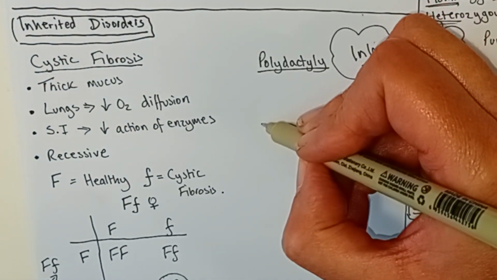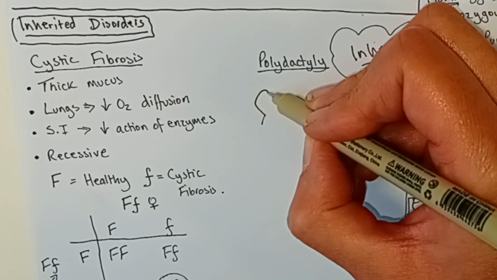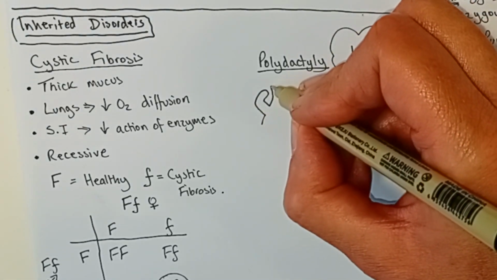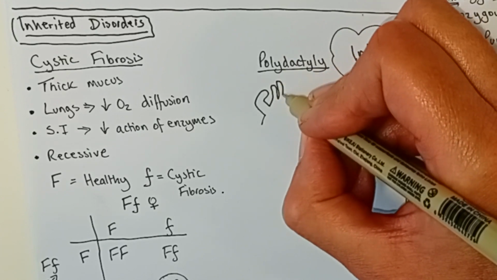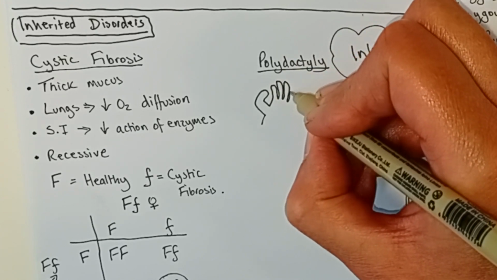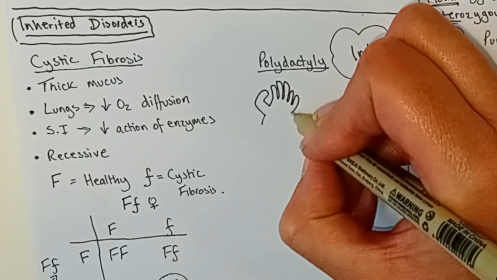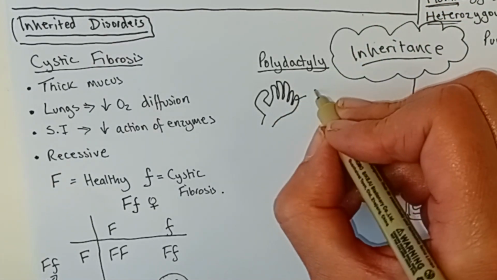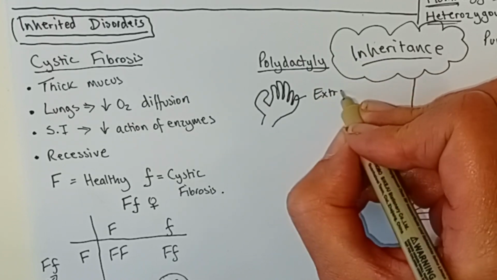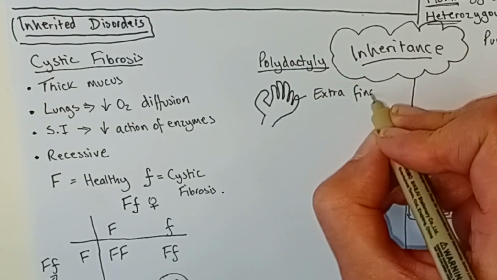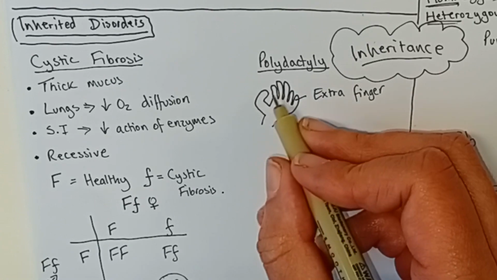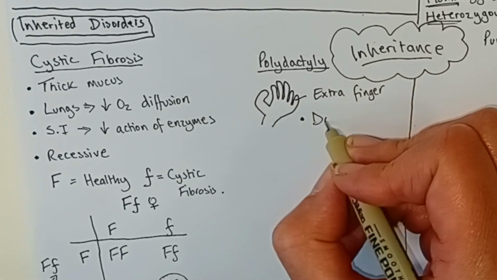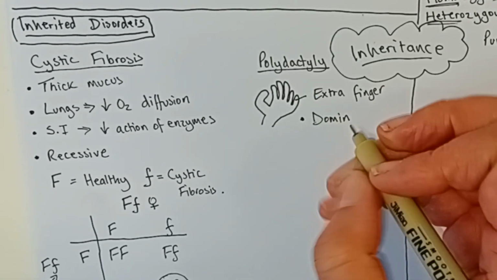And polydactyly means having an extra finger. So I'm going to draw a weird hand there with the thumb, and then 1, 2, 3, 4, 5 fingers. Okay, so polydactyly means an extra finger. And polydactyly is a dominant allele, which means you only need 1 copy, remember.